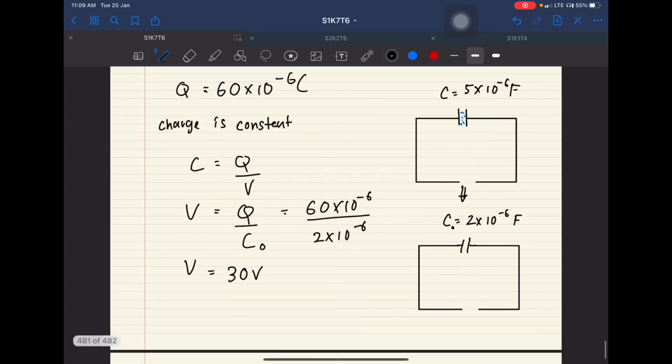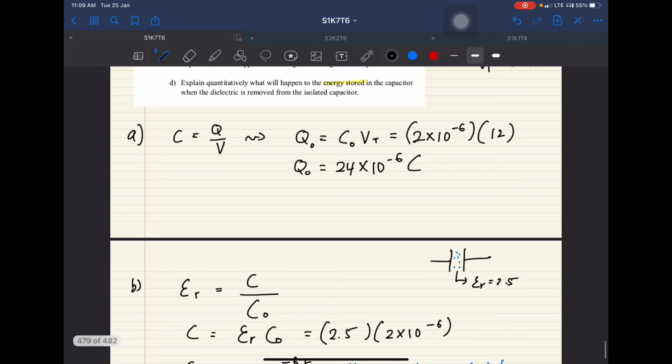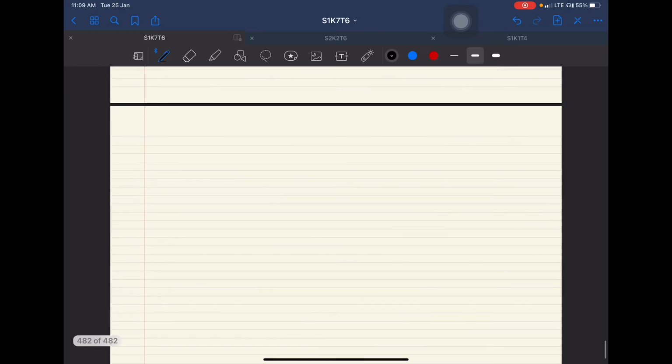The last question says explain quantitatively what will happen to the energy stored in the capacitor when the dielectric is removed from the isolated capacitor. So they want to compare before and after the dielectric material is removed. Quantitatively, basically they ask you to calculate. So with dielectric, I can use U equals half CV squared.